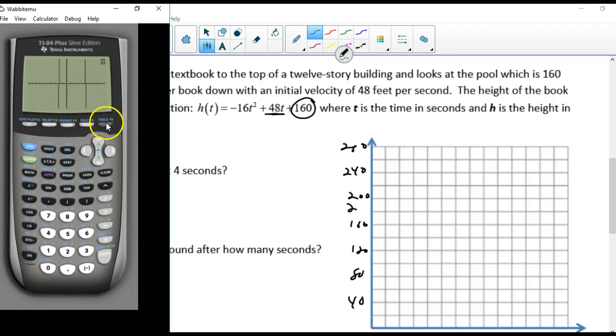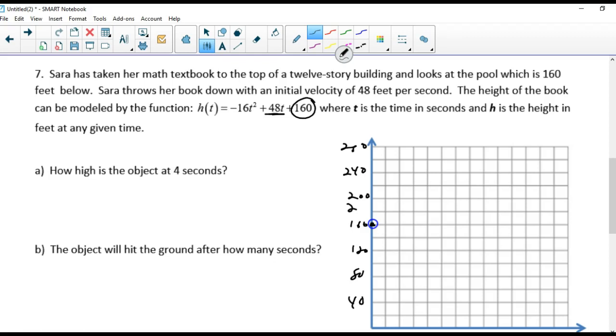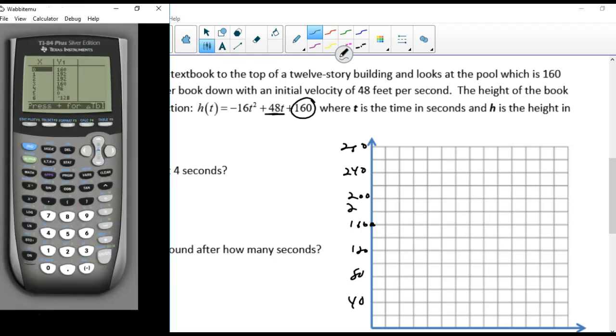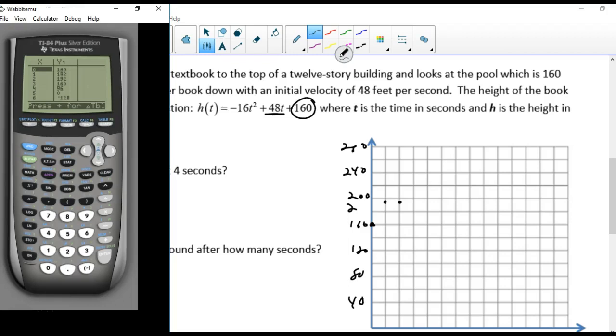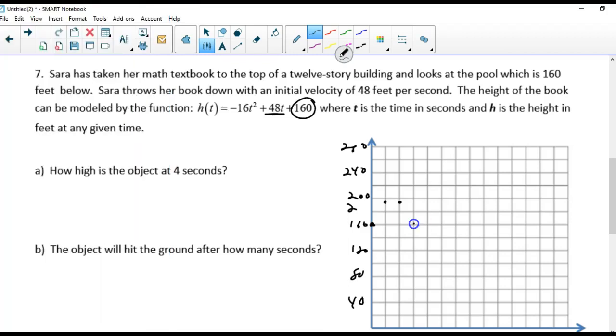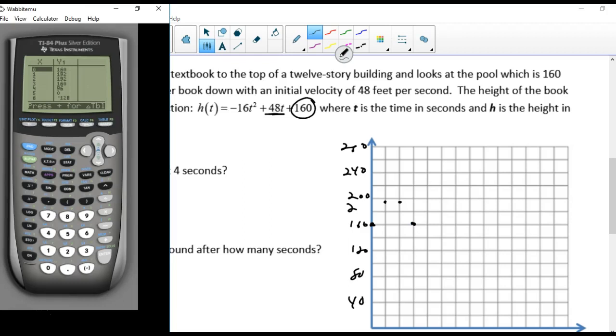But if I go to my table, I know it started at 0, 160. So that's my starting point. And at 1 second, it's going to be at 192. And at 2 seconds, it's going to be at 192. So obviously, the vertex is somewhere between 1 and 2 seconds. So 192, let's just say about here and about here. We're estimating. And at 3 seconds, 160 again. And then 4 seconds, 96, and 5 seconds, 0.